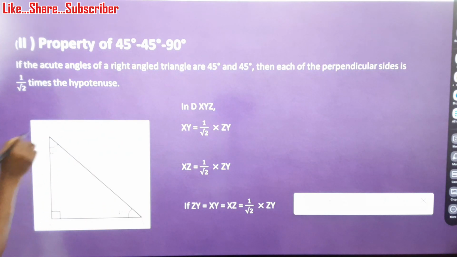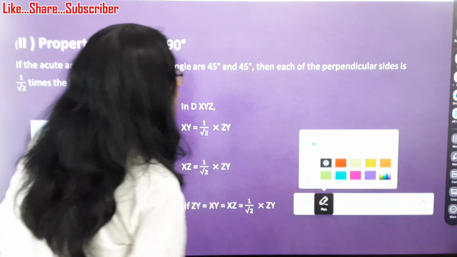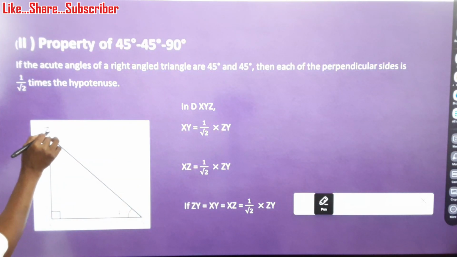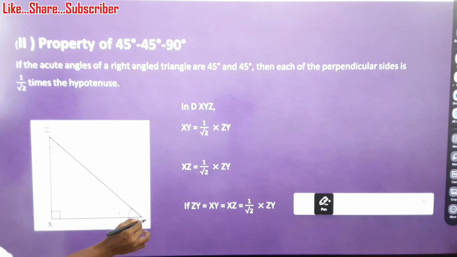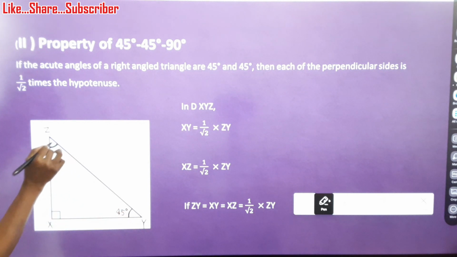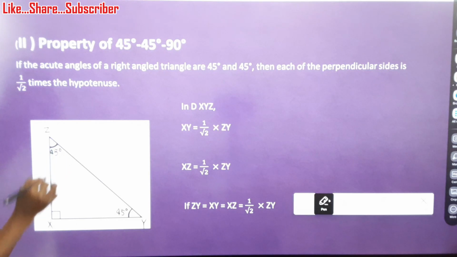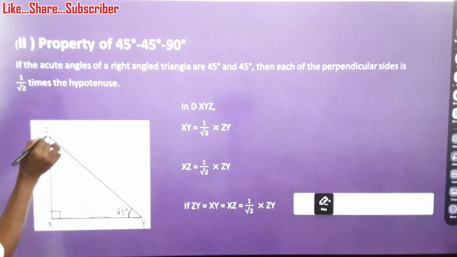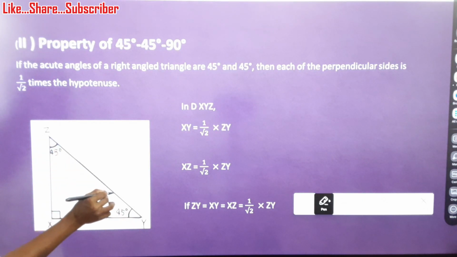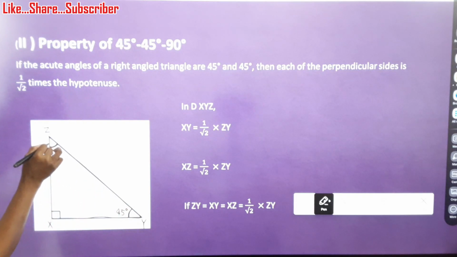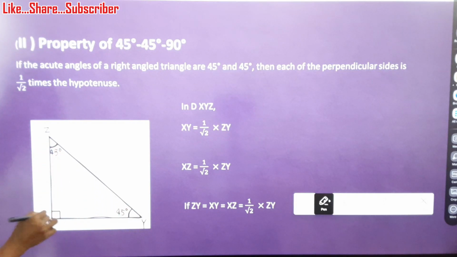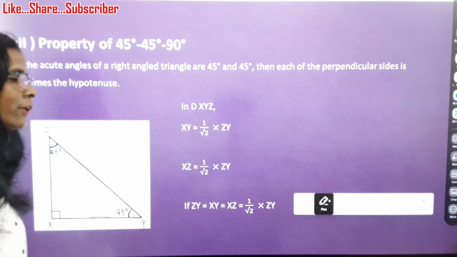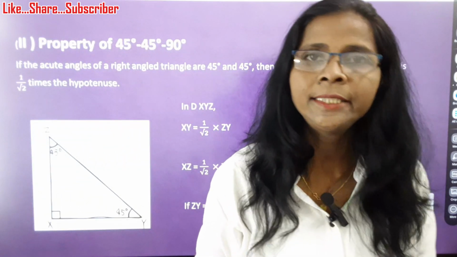Now here students, see there is a triangle XYZ. In this triangle XYZ, angle Y is equal to 45 degree, angle Z is equal to 45 degree, and angle X is equal to 90 degree. So here this is the triangle of the 45, 45, 90 degree angle, and there is a property of this triangle also.